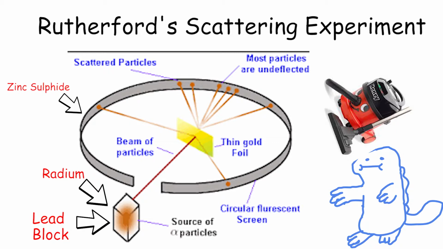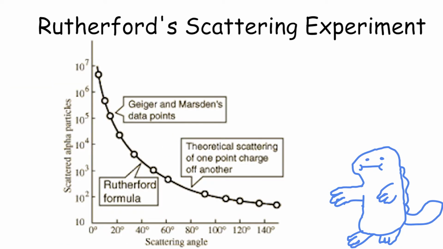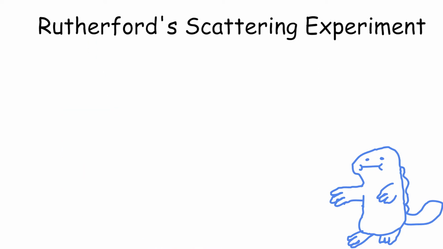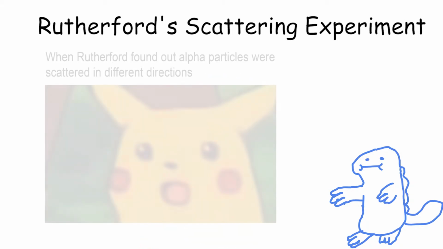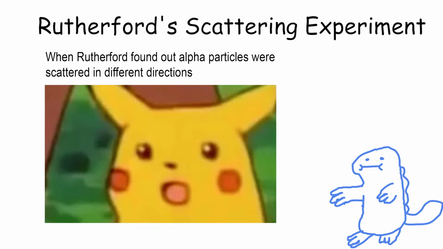So this flash was seen with a microscope, and the whole experiment was done in the dark, and that flash was counted at different angles. With this method, a graph was produced. As you can see, the number of particles that deflected at a certain angle decreases as this angle increases. This did not match Thomson's plum pudding model, in which all the alpha particles should have gone straight through without deflection.